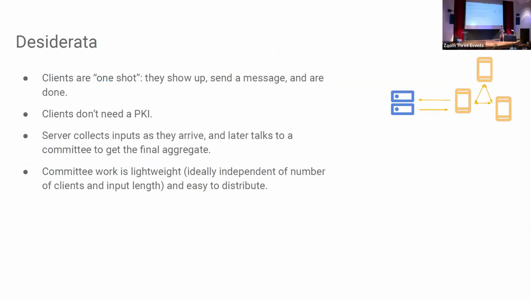The ideal properties we want to achieve are the following. We want the clients to be one-shot. This means that the clients can just show up, submit their contribution, and they are done. We don't want to require the clients to use heavy infrastructure such as PKI. The server collects the client inputs, and after the clients have submitted their contributions, the server will just operate with the committee to learn the aggregate. We also want the committee to be really lightweight. In particular, we want the committee's work to be independent of the input length and also independent of the number of clients.